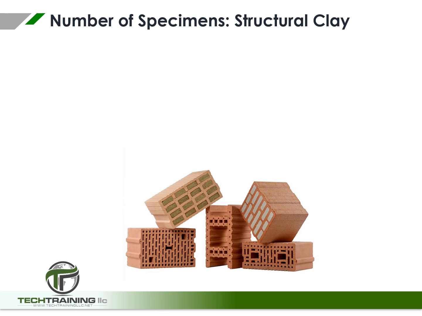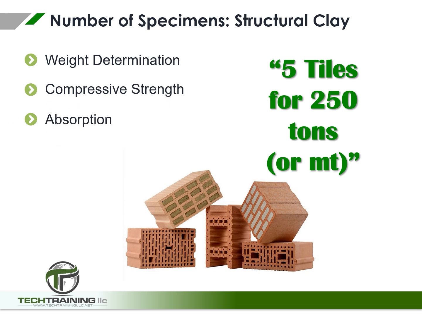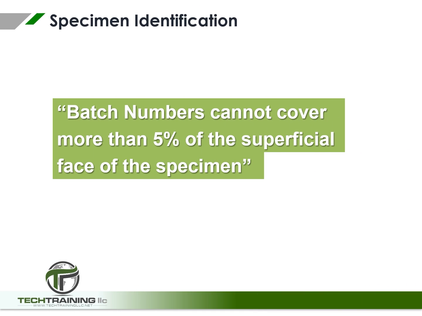When sampling structural clay tile, at least 5 additional tiles shall be tested for each additional 500 tons or any fraction thereof. In no case shall less than 5 tiles be taken when testing for weight determination, compressive strength, or absorption. Each specimen shall be labeled so that it is identifiable at any time.